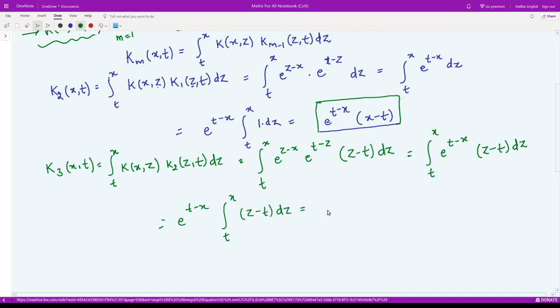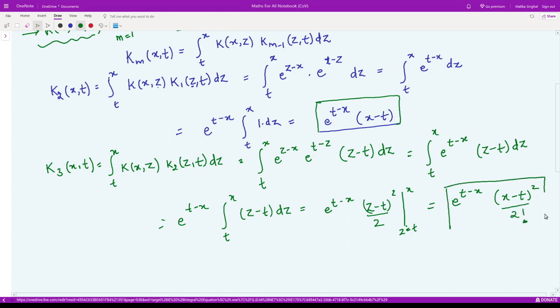What would be that? It would be z minus t whole square divided by 2, limits of integration varying from z varying from t to x, right? So ultimately we are left with e to the power t minus x, and here it would be x minus t whole square divided by 2. So this is our third kernel.